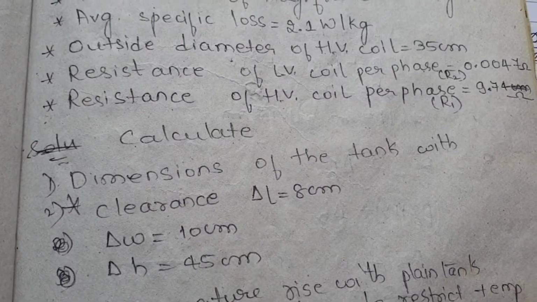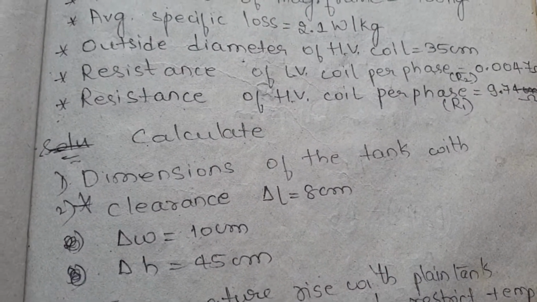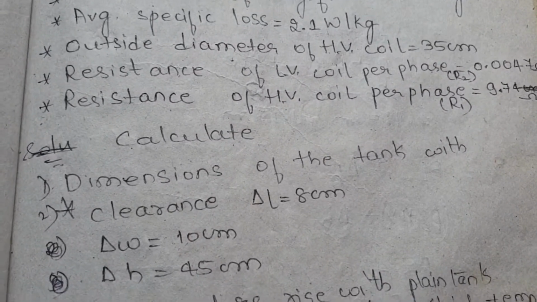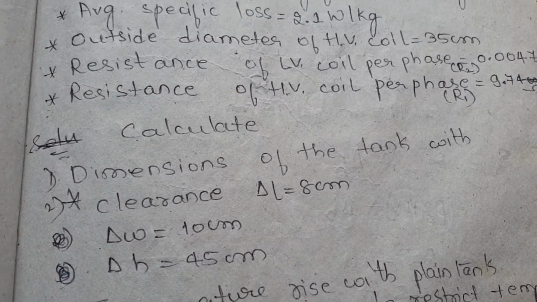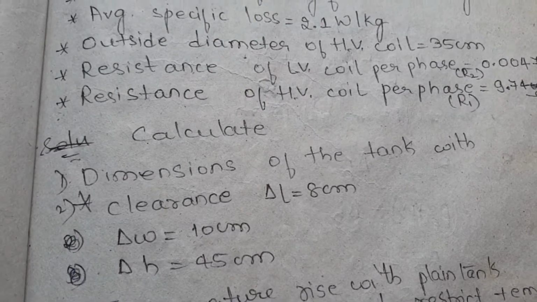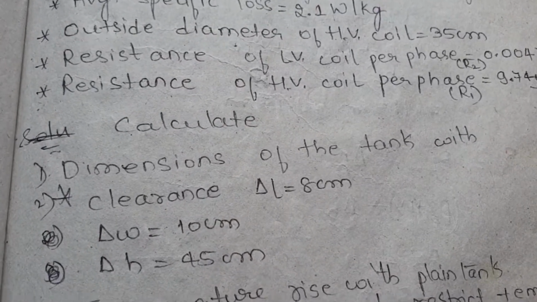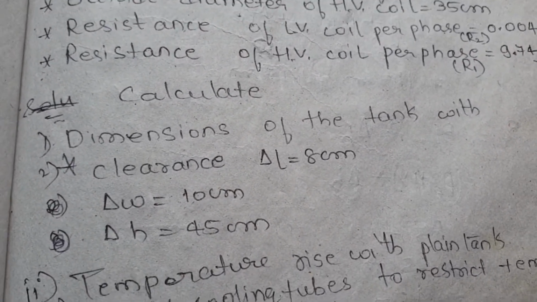In this numerical, he has not given you the total losses directly. So we have to calculate all that. That is the reason he has given you the resistance value of LV and HV coil. So it's very important to understand what is the value of R1 and R2. Let us see while writing the given things.